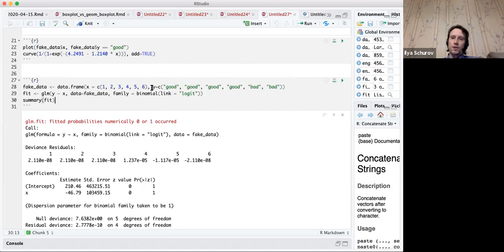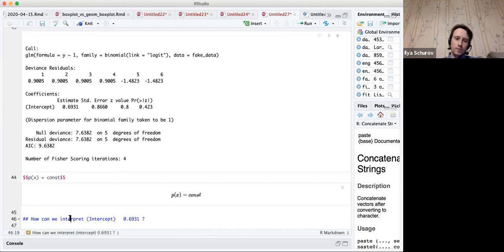So our best guess is just 4 over 6, so 2/3. So we can expect that P equals 2/3. Something like this. But here we have not 2/3, but some different number. How is this number related to this number?